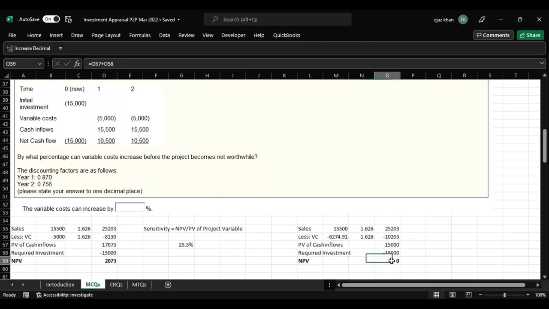It's going to be zero. So if there's an increase of 25.5% in your variable cost, your net present value will be equal to zero. So that's the correct figure, 25.5%. We cannot afford any increase above this 25.5%, otherwise the net present value will be negative.